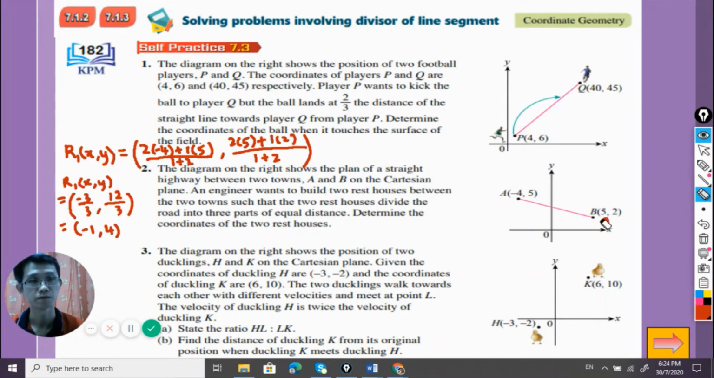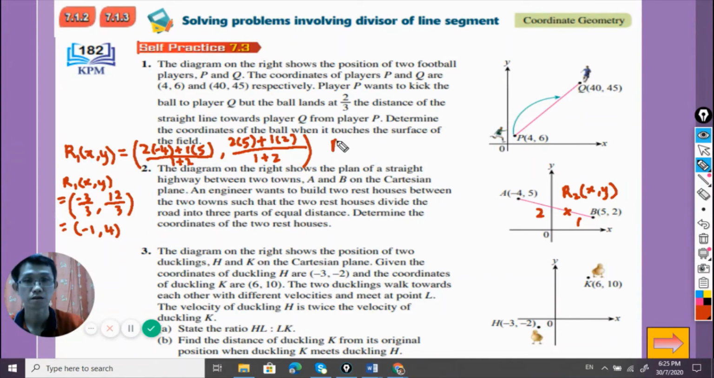The position of the rest house number 2 will be a bit different, a bit away from the point A, so it will be slightly nearer to the point B. Now you see that the ratio becomes 2 to 1. Okay, so this is the second rest house.